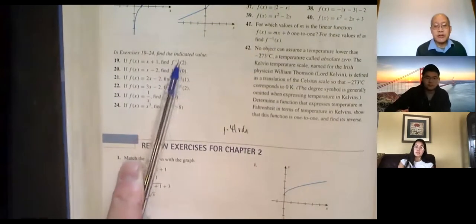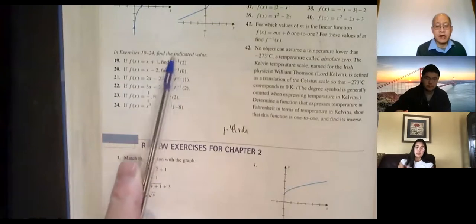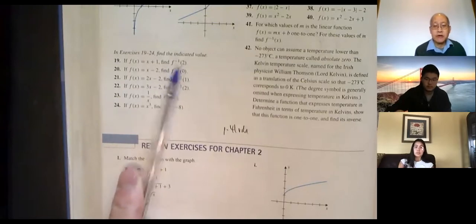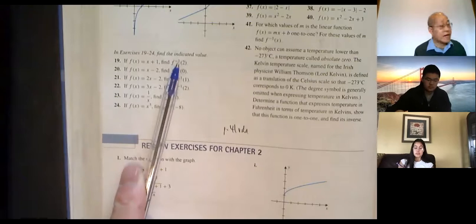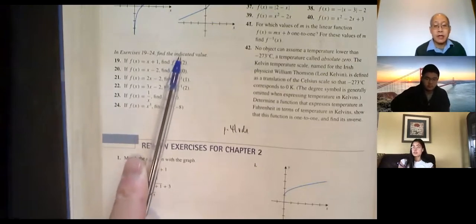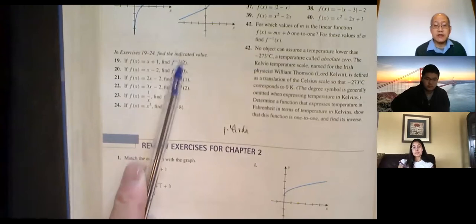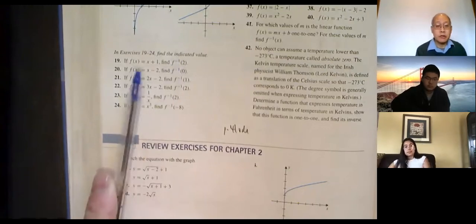But it doesn't say f of 2 or f of 1 or whatever. It says f inverse of 2. Again, that -1 floating up there, it's not an exponent. It doesn't mean reciprocal. It means inverse. So one more time, the logic is if you see f of 2, then you say, oh yeah, I know what to do. Put a 2 right there.